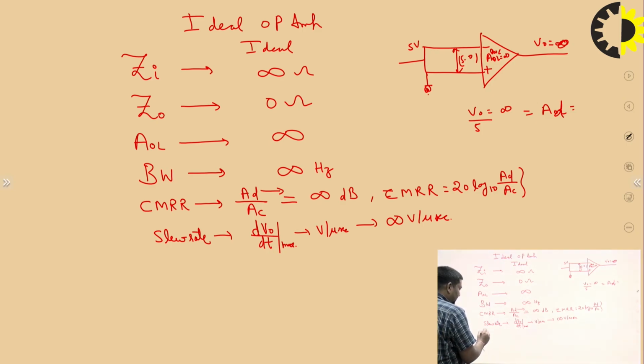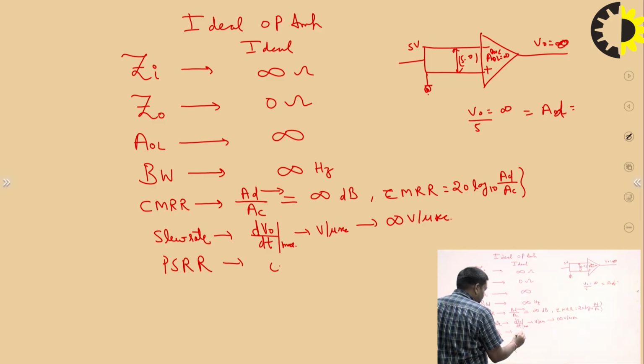And the other one is PSRR, power supply rejection ratio. It should be 0, and that means the rejection in the power supply: if we apply a 5 volt signal, they give 4.9999 volt.